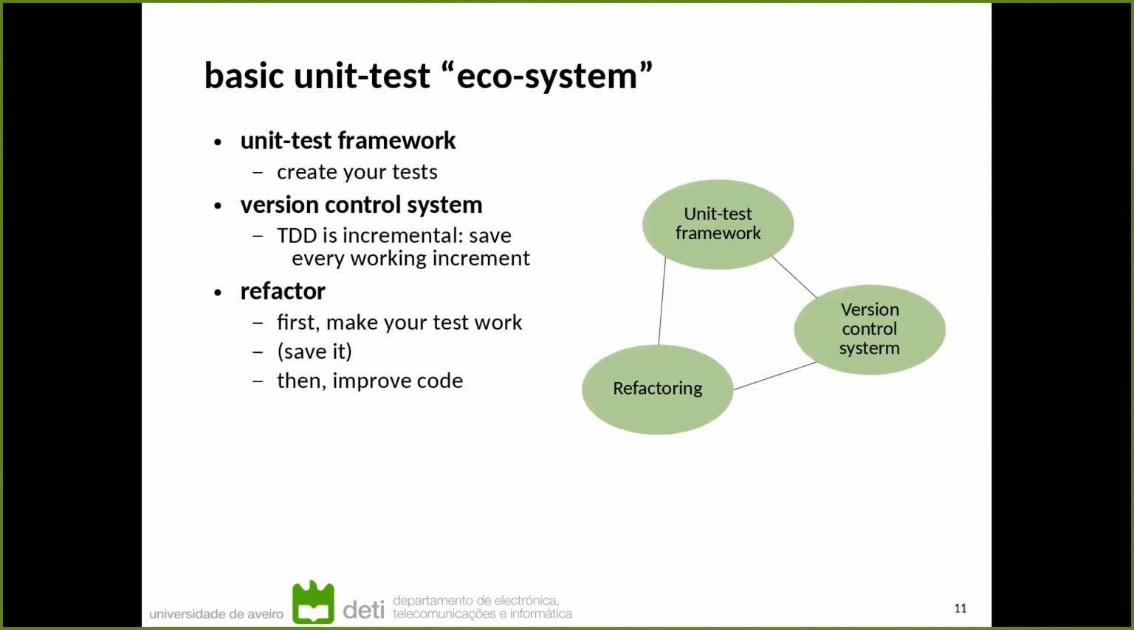And so these three things work together. I need a unit test framework to create the tests. I need a version control system like Git, because TDD is incremental and I should save every work increment. And then I need to use refactoring, because most of the times I will have a dirty piece of code that just passes the test. I save it, and then I start improving the code, knowing that I have a working version that I can use if needed. Okay, so these are basic principles of unit test.